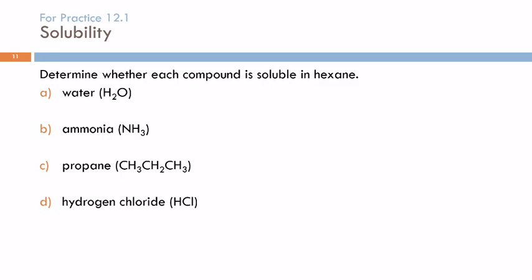So let's look at a practice question here. Determine whether each compound is soluble in hexane. What is hexane? A nonpolar alkane. How many carbons does it have? 6. So let's just draw it. So 6 carbons, and it's going to have enough hydrogens that we can have. I'm just trying to make an H. Like 14. Yeah, it'll be 14.